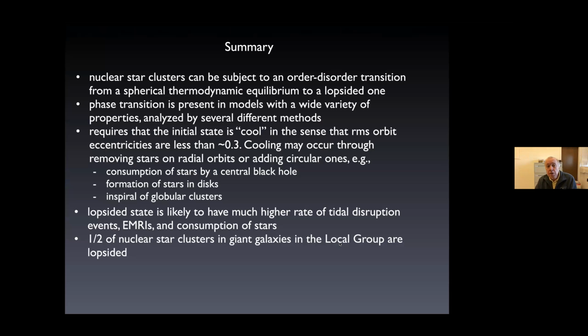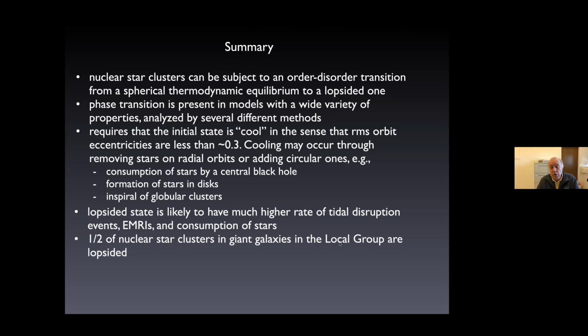Okay, let me summarize. It seems clear from the dynamics that nuclear star clusters can be subject to an order-disorder phase transition. And then in the disordered transition, they change from a spherical equilibrium to a lopsided equilibrium. The transition has been verified in models with a wide variety of properties and with a wide variety of different numerical techniques. Of course, what we don't know is the eccentricity distribution of stars in the nucleus, and therefore we don't know whether the nuclei that we observe are susceptible to this transition.